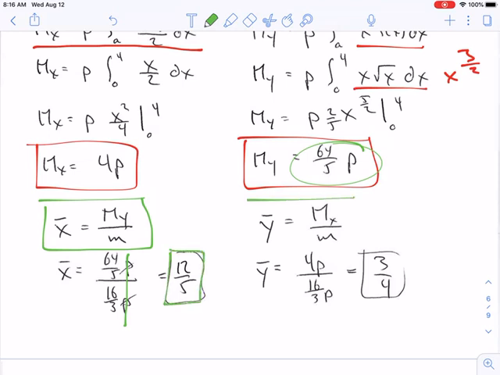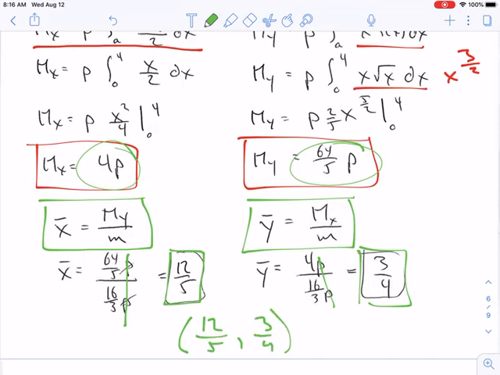The y coordinate of the center of mass is the moment about the x-axis divided by mass. So we get 4 rho divided by 16/3 rho, and that simplifies to 4/3. So our center of mass is 12/5, 4/3 as an ordered pair.